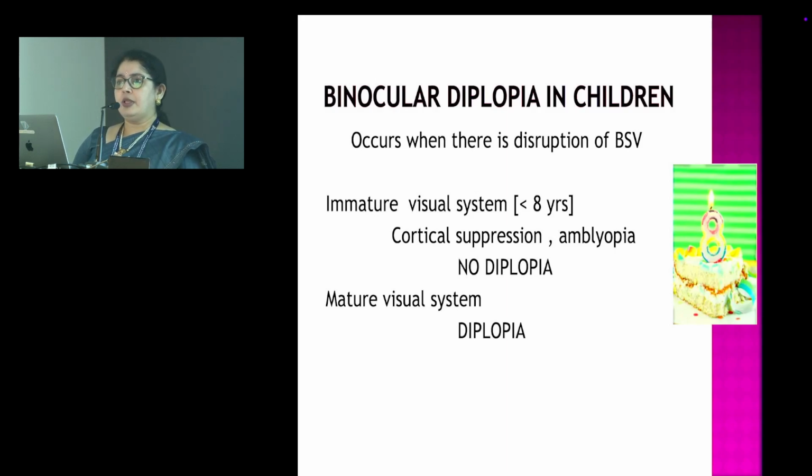Binocular diplopia occurs whenever there is disruption of binocular single vision. So this is where again it differs from an adult. Because in children less than 7 to 8 years, when the visual system is immature, whenever diplopia sets in, it immediately, within days to weeks, goes in for cortical suppression and amblyopia. And so it's just a small window period when the child has some unpleasantness and where we can intervene maybe. After 8 years, it's almost like adults, where they will have diplopia.